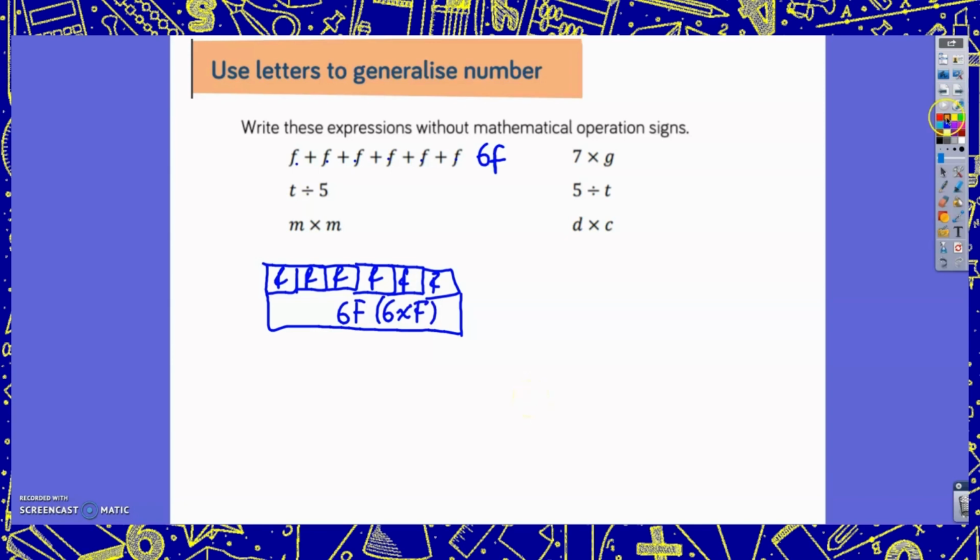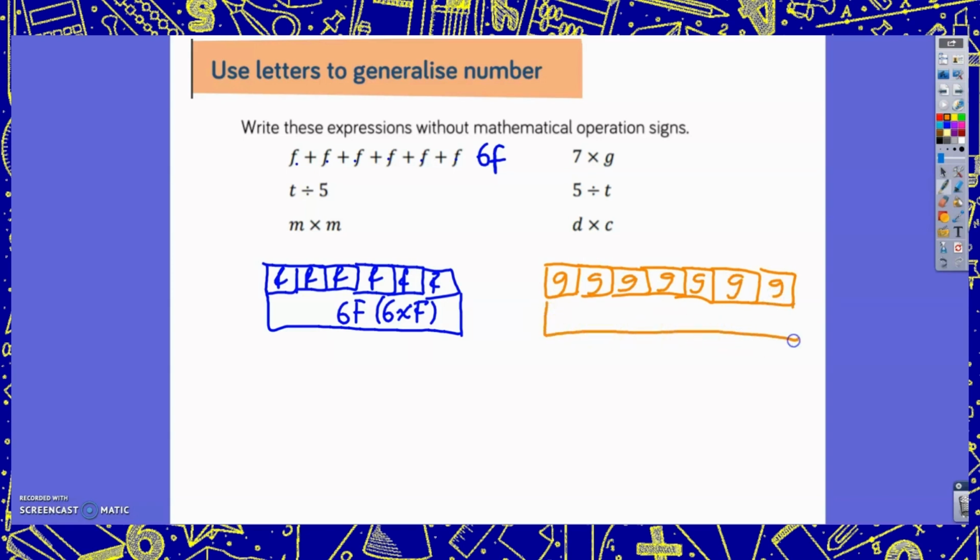If we look at the question right next to it, we've got here 7 times G. So I'm going to get myself 7 G's. 1, 2, 3, 4, 5, 6, 7. Each of these are a G. 7 lots of G, so my algebraic expression would be 7G.